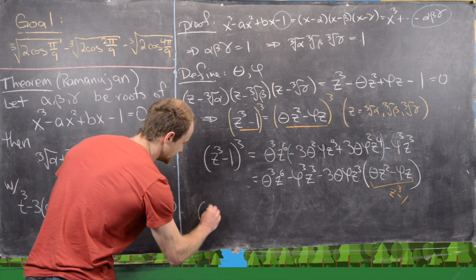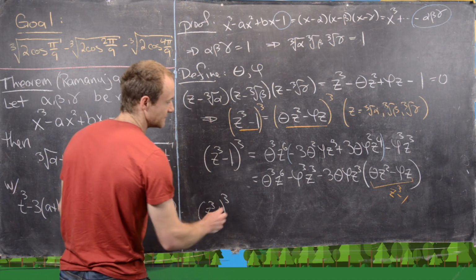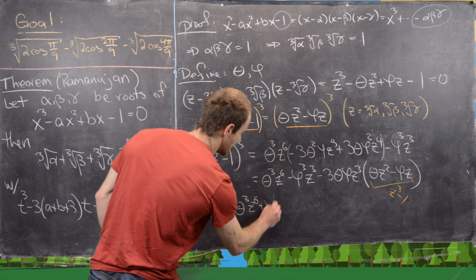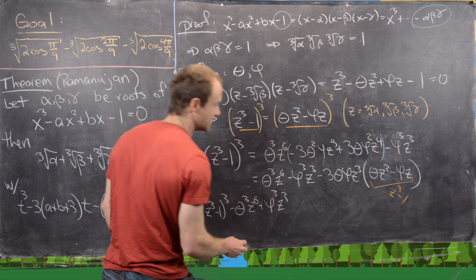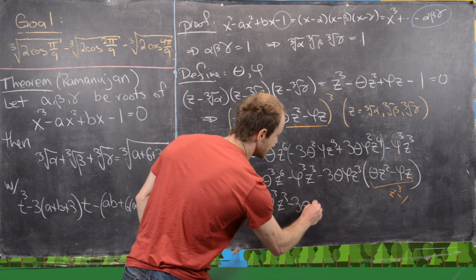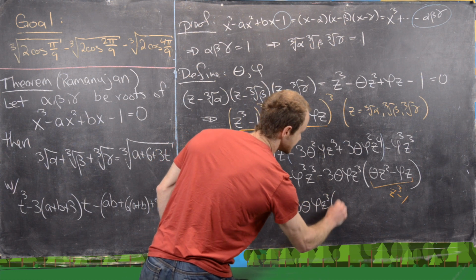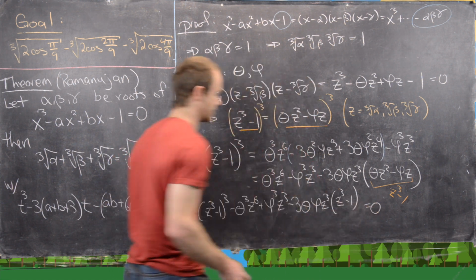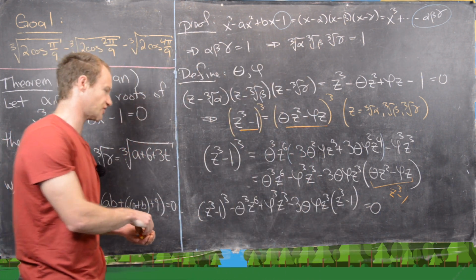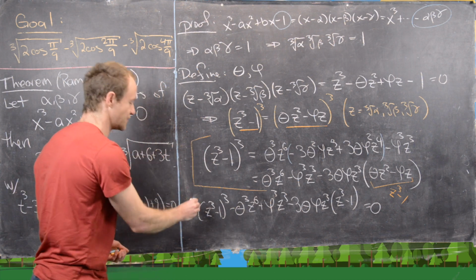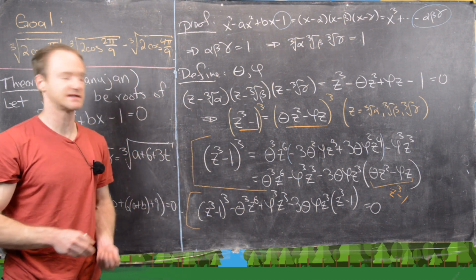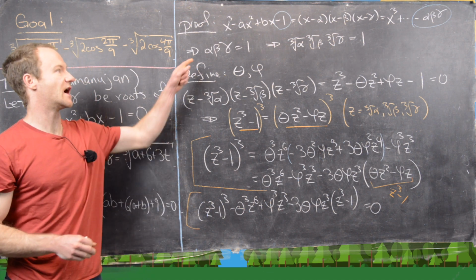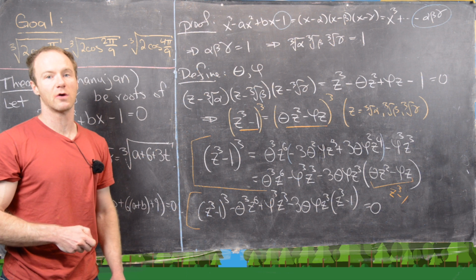So we're going to have z cubed minus 1 cubed, and then we'll have minus theta cubed z to the 6th plus phi cubed z cubed, and then minus 3 theta phi z cubed times z cubed minus 1. And so that's equal to 0. So that is equivalent to this equation up here. So let's just reiterate. This equation right here is equivalent to this equation right here. Okay, so I'm going to go ahead and move this equation up, keep everything that I need, and then we'll go on to the next step.